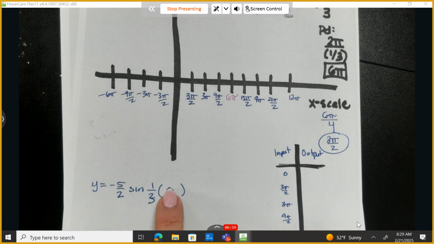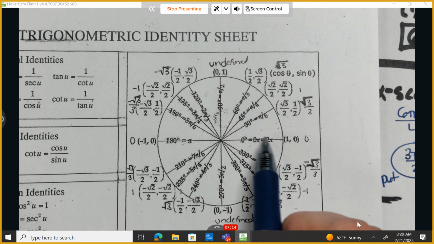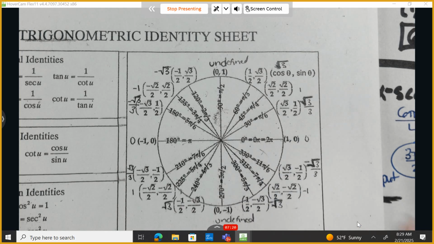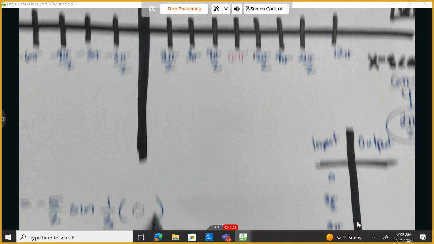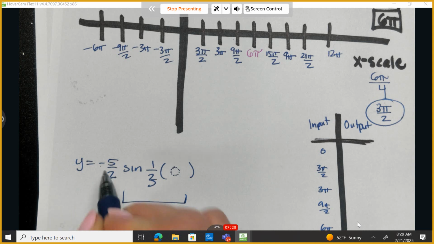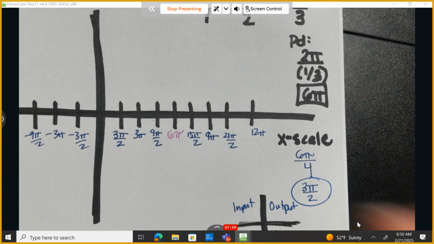0 times 1/3 is 0. So I want to go onto the unit circle, and I want to find the sine at 0. So let me zoom in right now, and I want to locate 0. This is 0, or 0 pi, and I want to say, what is the sine? Well, the sine is the second number. We can see the sine at 0 is 0. So this portion right here equals 0. By the way, negative 5 divided by 2 is equivalent to negative 2.5 if you prefer an equivalent decimal. What is negative 2.5 times 0? It is 0. So there's my first step, and I'm going to come over here and do 0, 0.